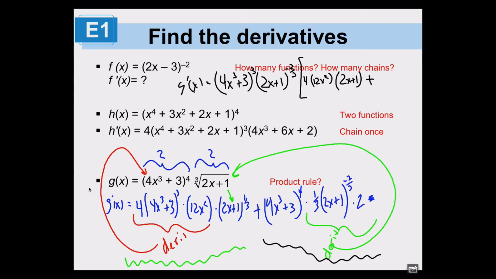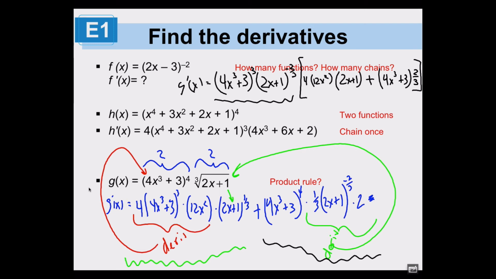Plus, I'm left with one of these, 4x cubed plus 3. And then back here I'm left with a 2/3. No, because I took out 3 of them out here. When you factor like that, you're not going to play with any of these. You're going to leave them alone. You are going to simplify this, however. So there's no way to avoid it. You're going to have to multiply this out.